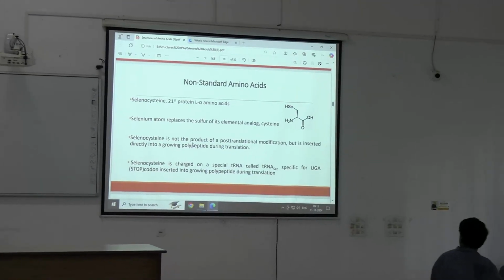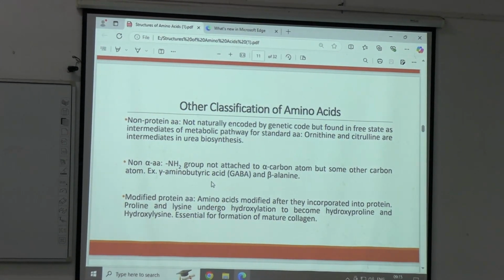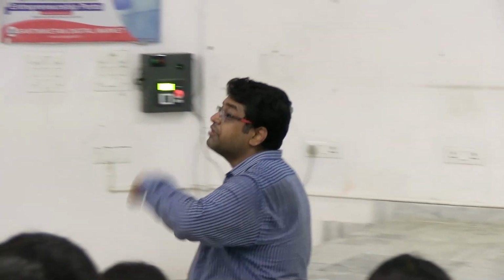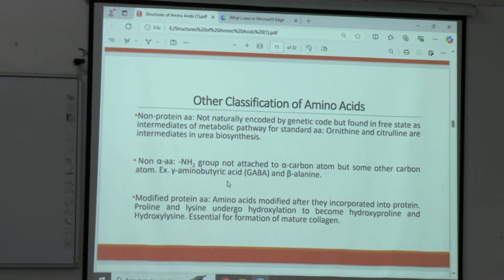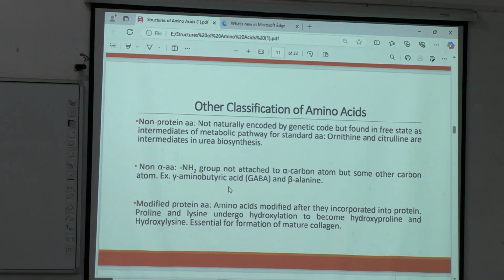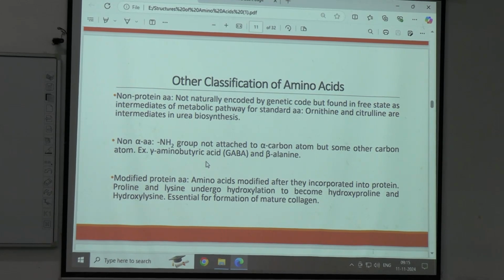Now for non-standard amino acids, the first is selenocysteine, which has already been discussed. Other classifications are non-protein amino acids, ornithine and citrulline. These are usually found in the pathway producing urea. They appear fleetingly during metabolism. They come, and they get used up to form something else. They are present just during the reaction, not found naturally in nature. Then there are non-alpha amino acids, which means the NH2 group is not attached to the alpha carbon. How that happens, I will teach when I teach the specific functional groups.